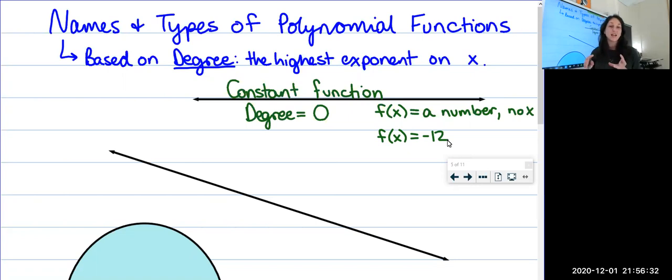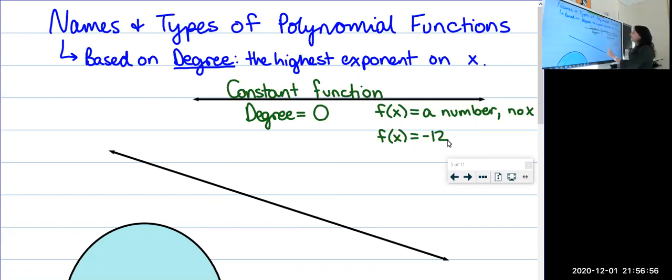What this is implying is without that x, there is no change. It is constantly negative 12. You don't have any unknown variable x making things change, so we call it constant. It's just going to be that value the whole way through. So type 1, constant, degree 0, it's just a number.